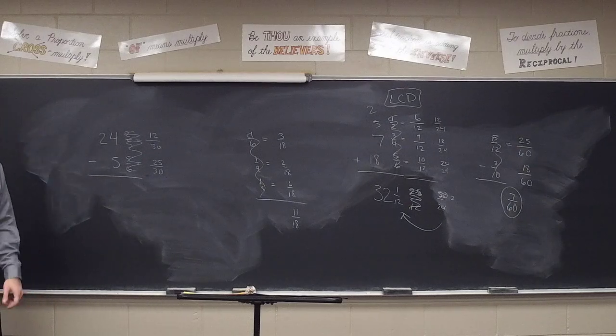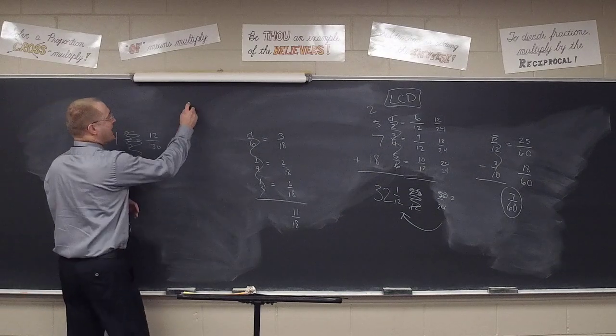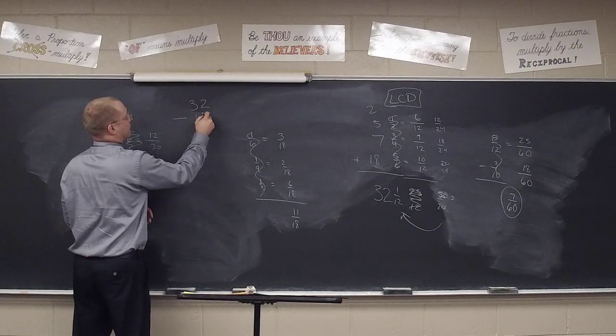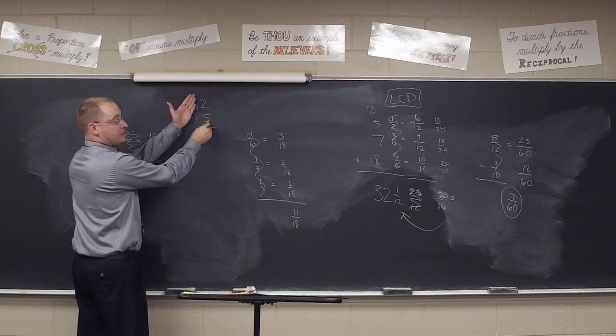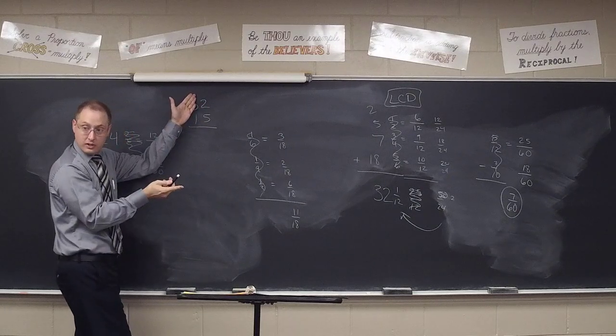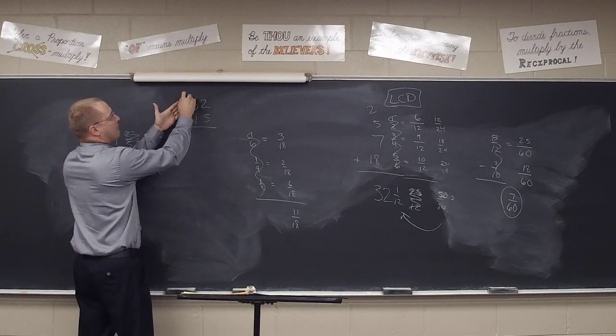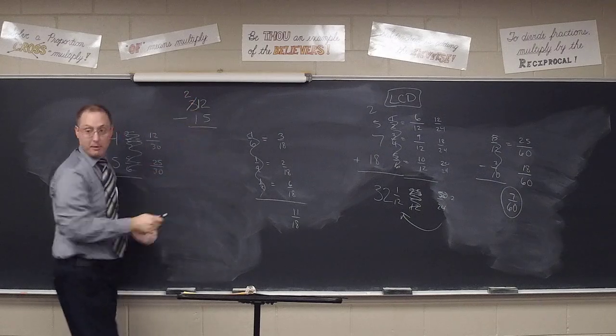No, we don't flip it. Okay, let me go back, Sam. If we had something like 32 minus 15, can you do 2 minus 5? No, so what do we do in that instance? We borrow. We borrow from the 3, make it a 2. We bring a 1 over here, make it a 12 minus 5, don't we?